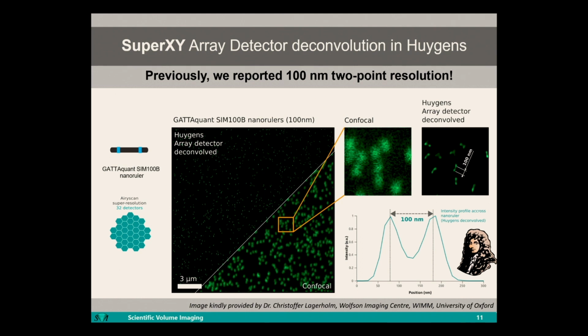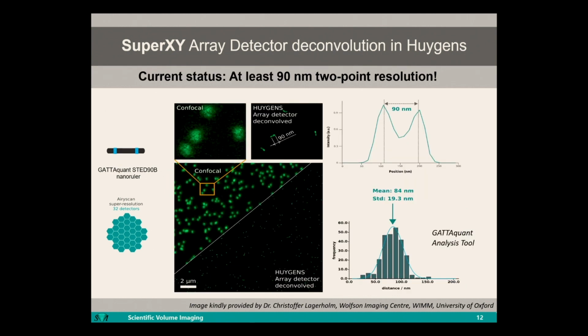Interestingly, this week we obtained again data from Christopher Lagerholm regarding the 90 nanometer STET nanorulers. Again, with SuperXY mode in Huygens, we can easily resolve these 90 nanometer spaced fluorophores. This is indicated by the line profile of a representative nanoruler. In fact, we tested all nanorulers with the Gataquant analysis tool, and you see that the distribution of the distances is gathered around 90 nanometers.